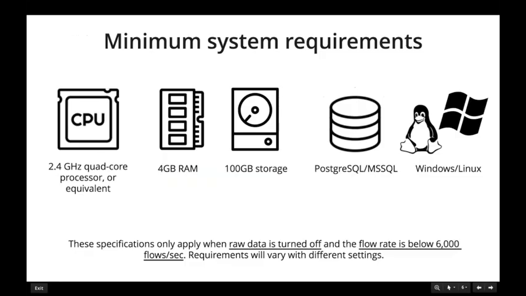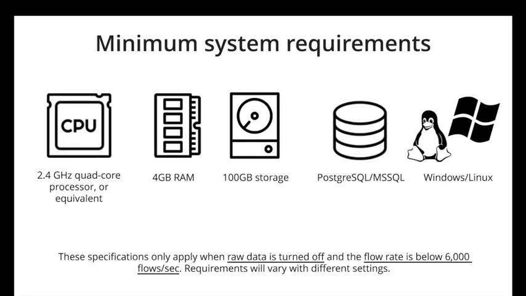Once you download NetFlow Analyzer, the minimum system requirements needed for it to run are a 2.4 quad-core processor, along with 4 GB RAM and a 100 GB storage hard disk. The storage hard disk is for a flow rate below 6,000 flows per second. If the flows are above this, you might require a higher storage hard disk.